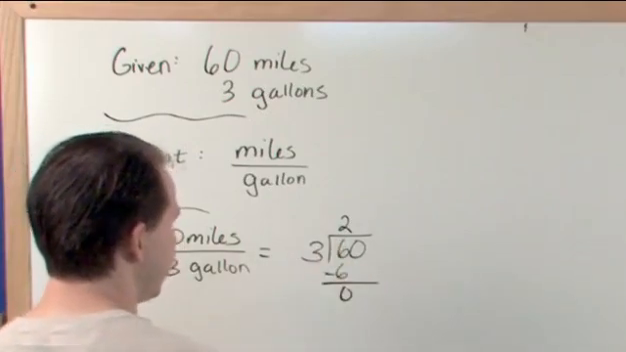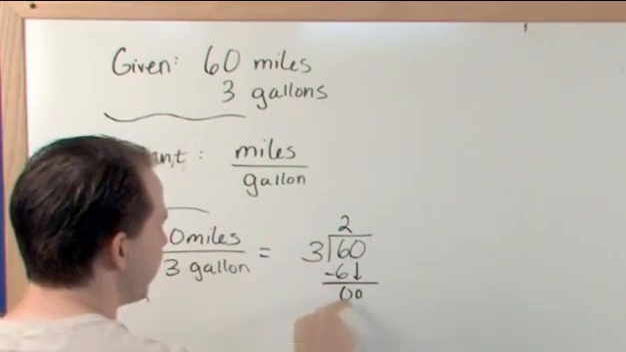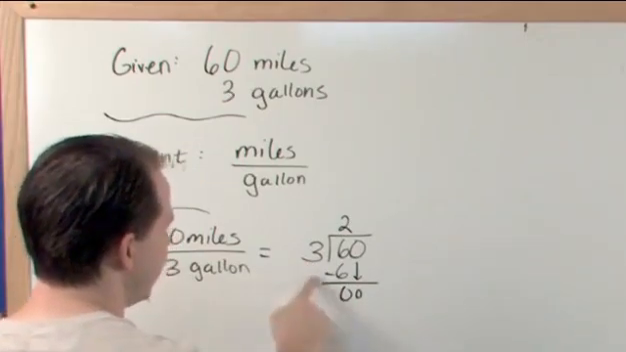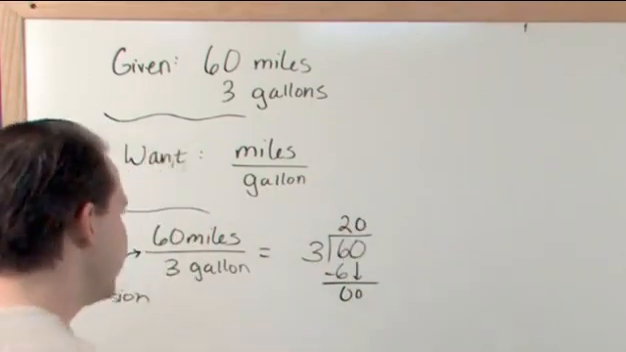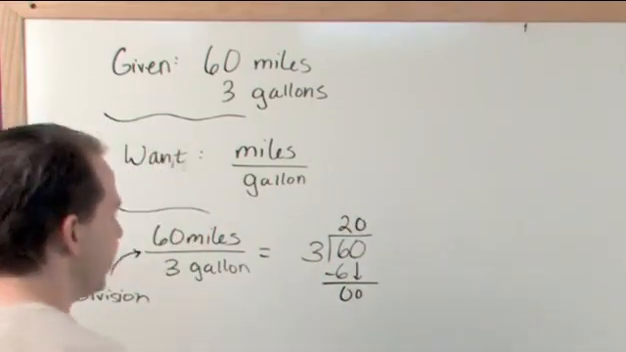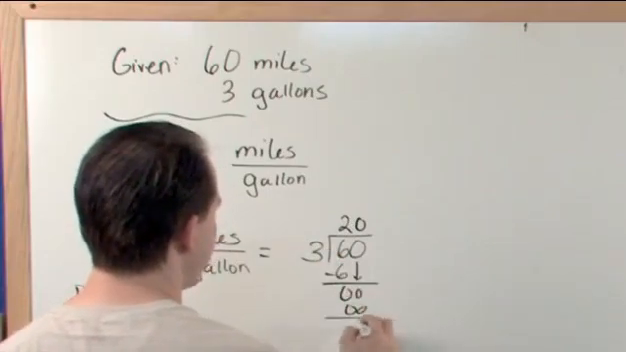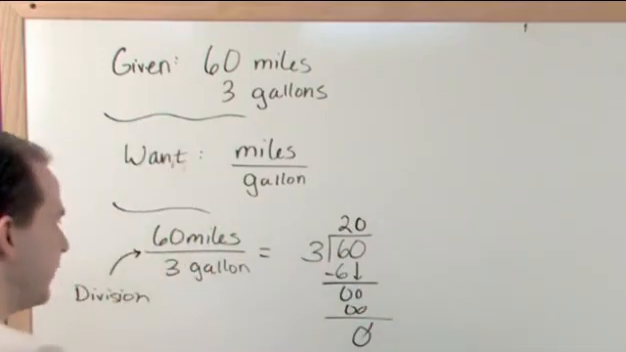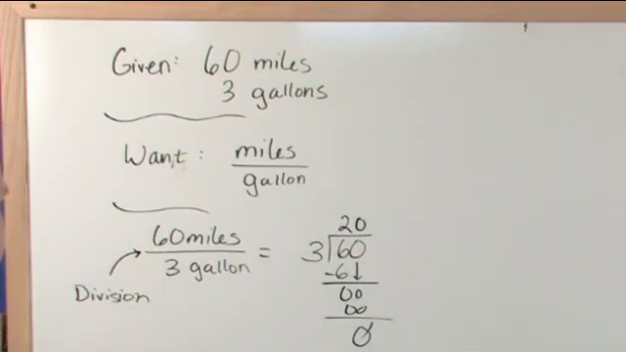Then I drop this 0 down, okay? How many times can 3 go into 0? Well, I have 0, and I'm dividing 3 into it, so that can only go 0 times. It doesn't go at all in there. And then 0 times 3 gives me 0, and I have a remainder of 0. So that's how we do our division, and if you're having problems remembering how to do that division, you can go back and look at my other DVDs on how to do that.